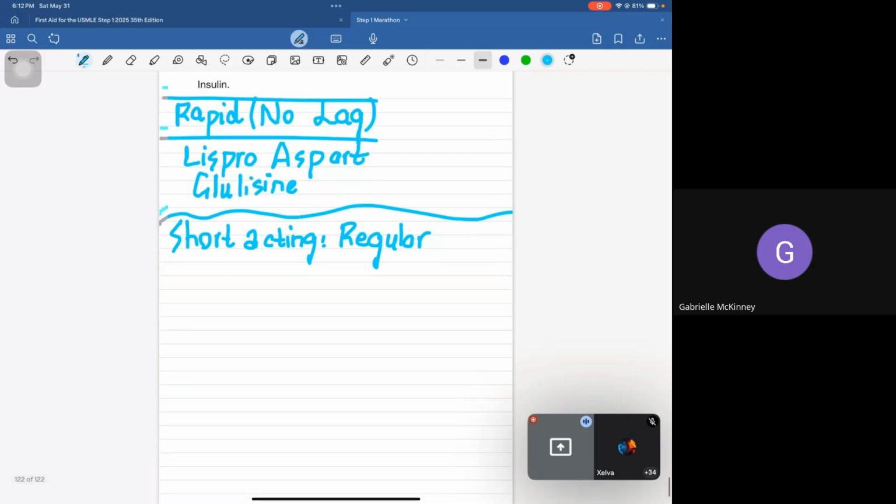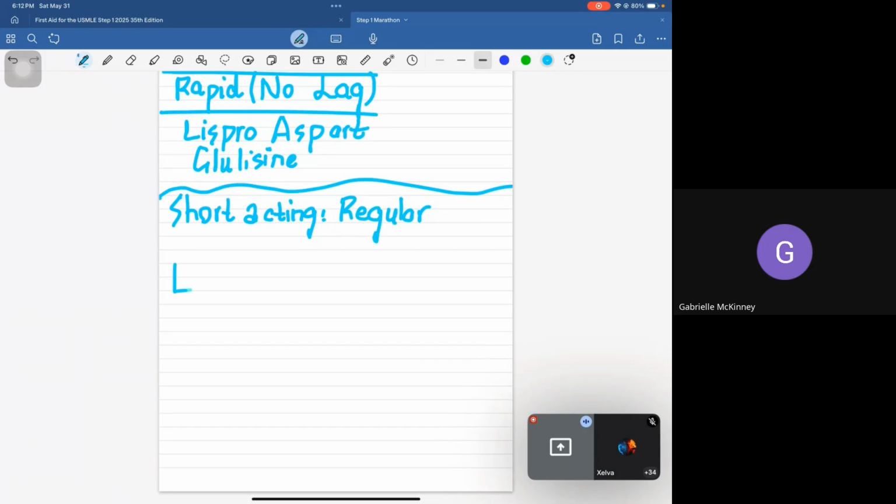Now we have the long-acting insulins. I'm gonna skip the intermediate-acting insulins for a reason, and I'm gonna come back to them after some time. So these are detemir and glargine. These are the most important ones.